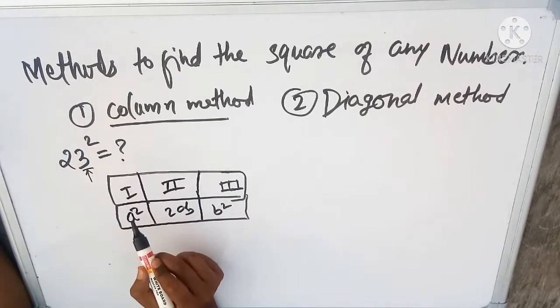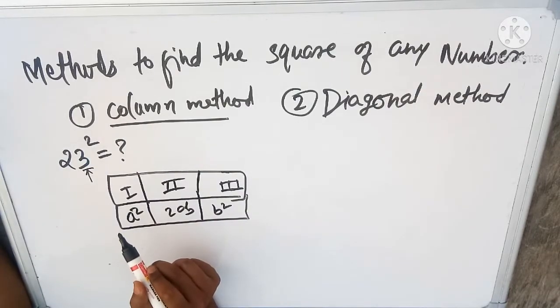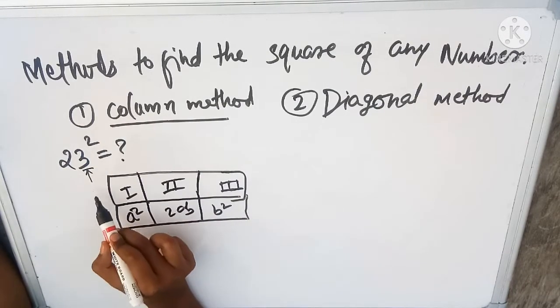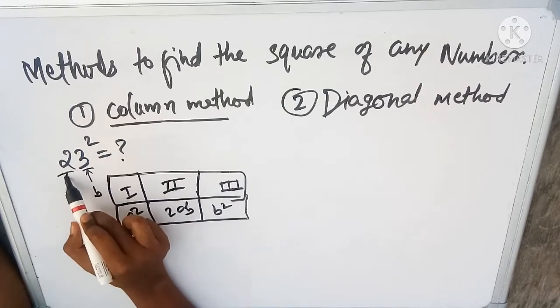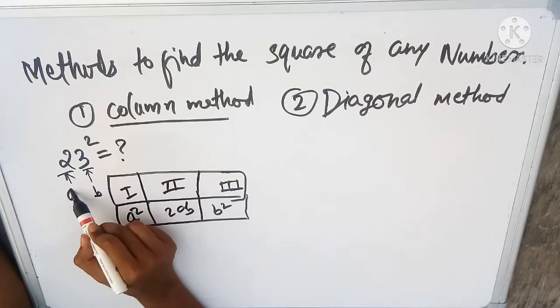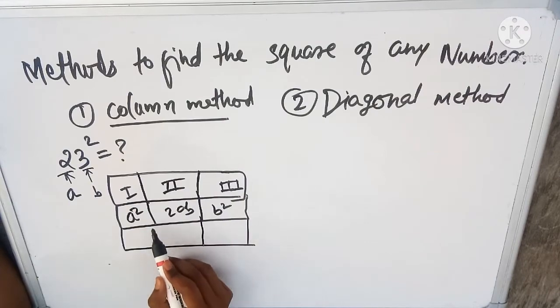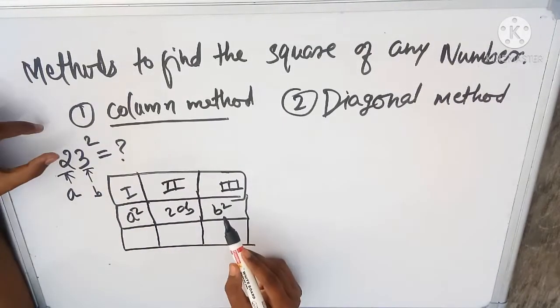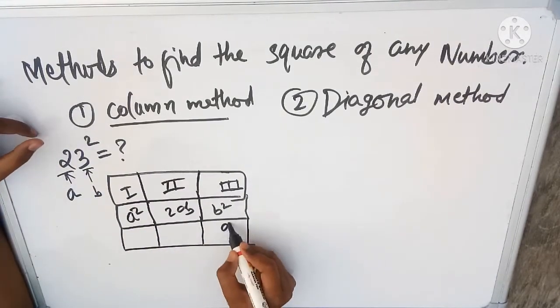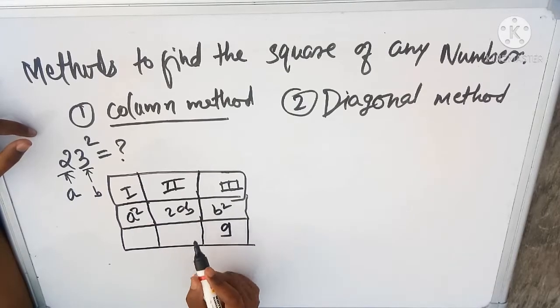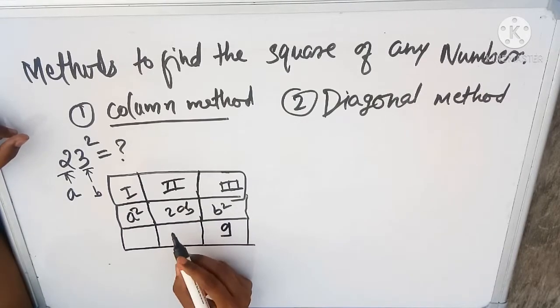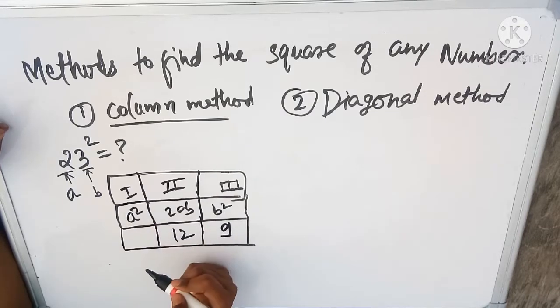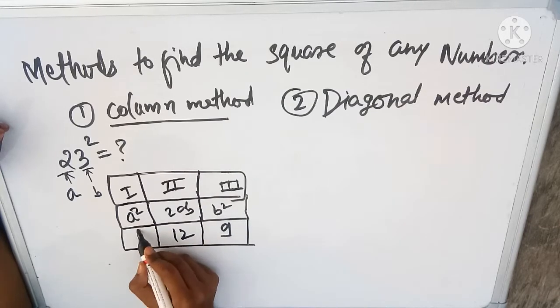So we will denote unit digit by b and we will denote tens digit by a. We will put the value here. B square, that is 3 square, 9. 2 into a, b. 2 multiplied by 2 and multiplied by 3, it will be 12 here. And a square is the square of 2, which is 4 here.